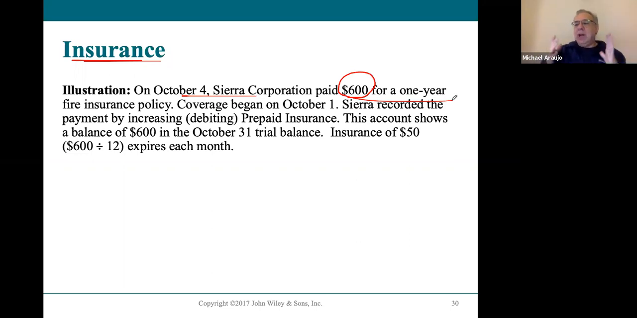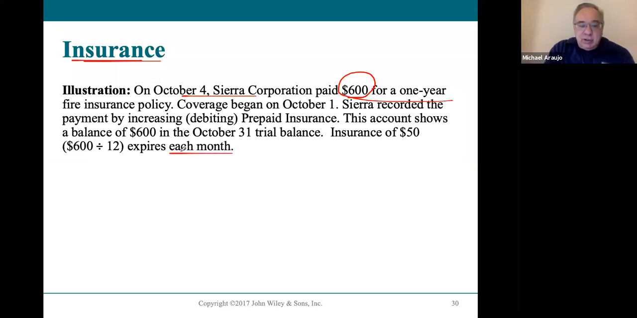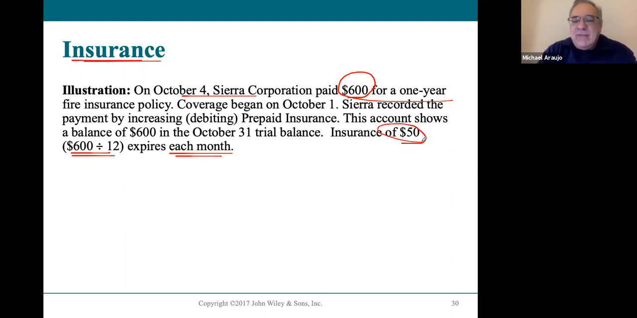You know how it works. You buy insurance now, it's for the whole year. So you can't expense it until you use it because it's an asset for the whole year. Well, obviously insurance, you're going to be using a portion of that policy every month. So if you paid $600 for a year's insurance, and there's 12 months to a year, that means $50 of insurance is going to be used every single month.